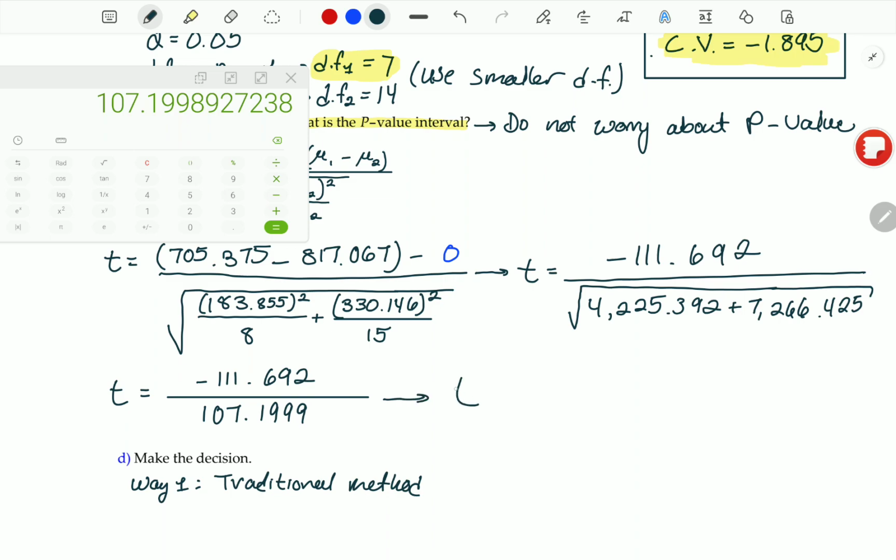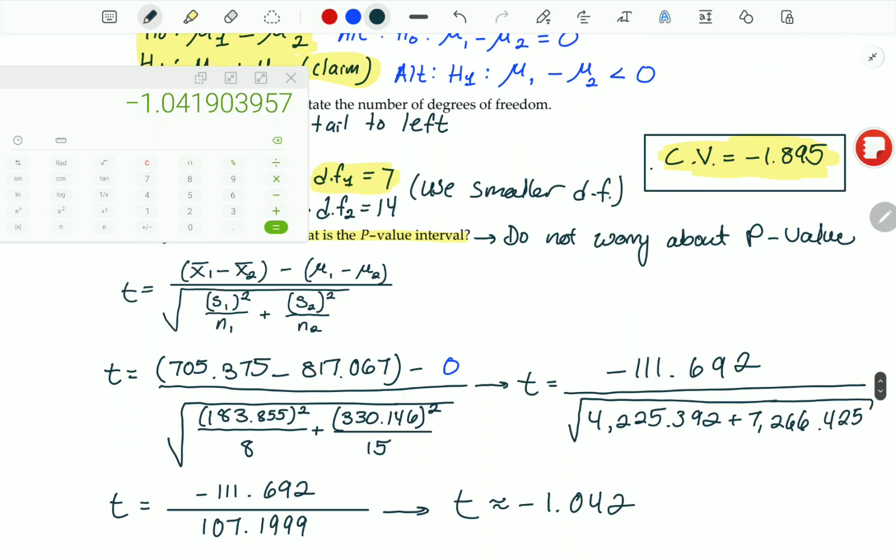And let's round our final t value to 3 numbers after the decimal. We know it's going to be negative. So negative 111.692 divided by 107.1999. And that's going to be negative 1.042. That is our test value.